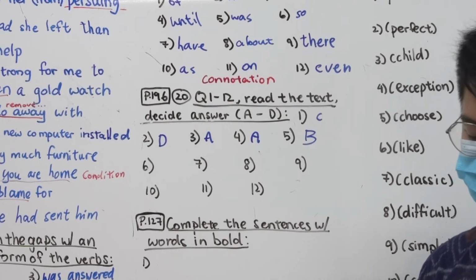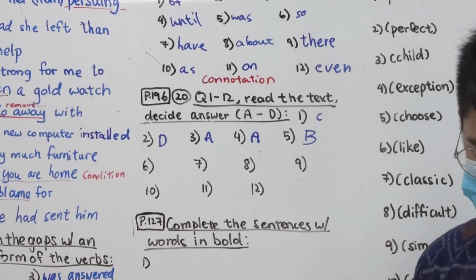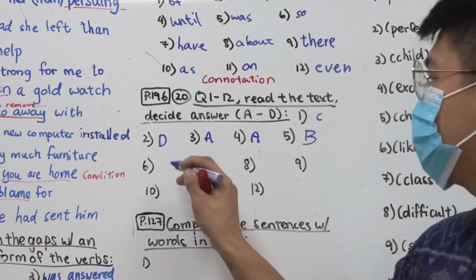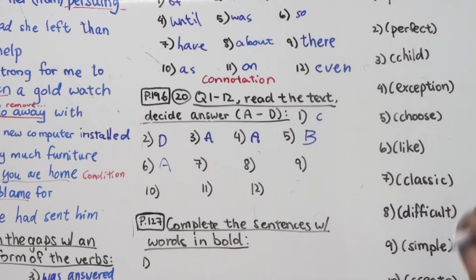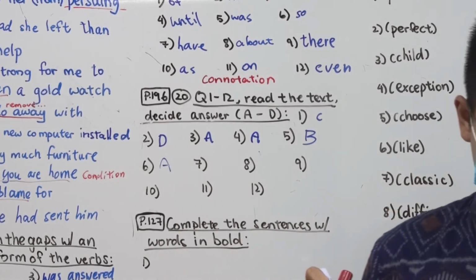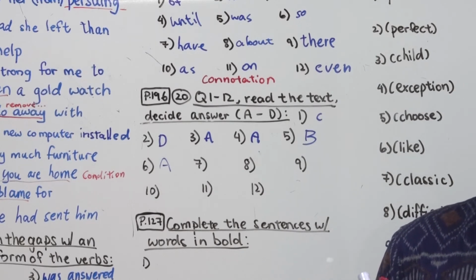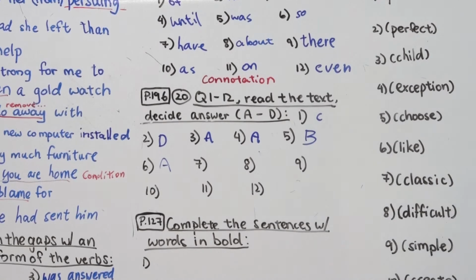Number 6, what should it be? The number of tourists to the island steadily blank as the series became more popular. Increase, raise, advance, appeared. Increased, right? This one's very easy. We always hear this in mathematics. So something increased, something went up.